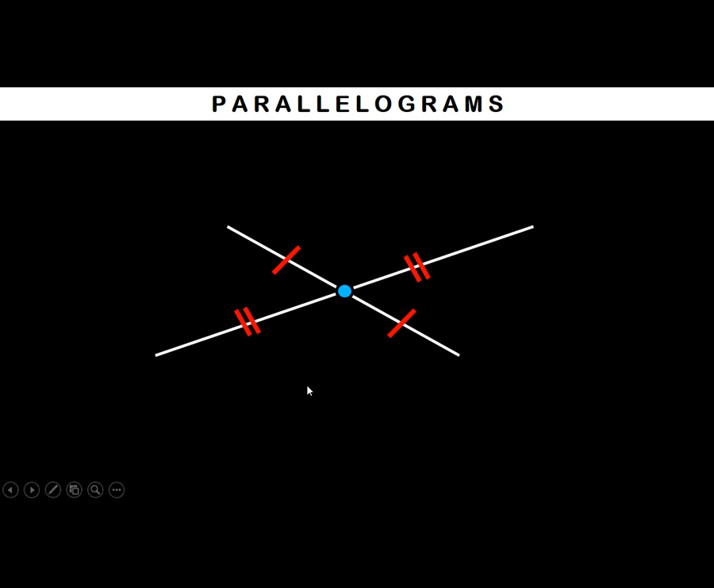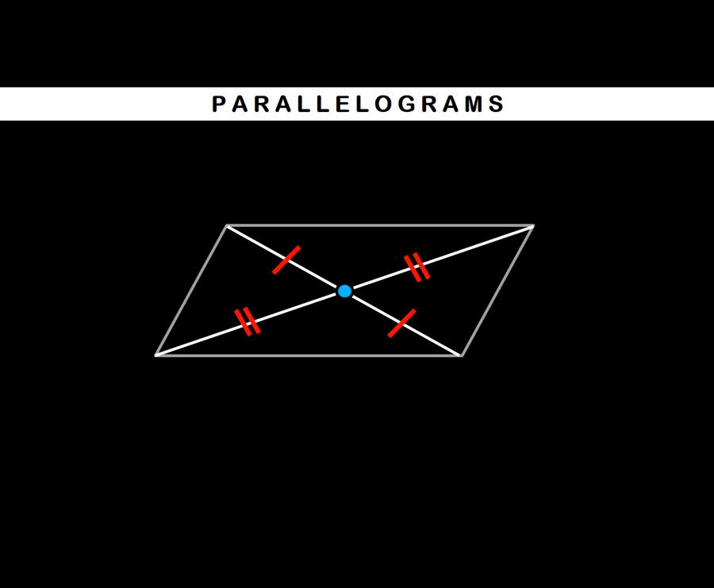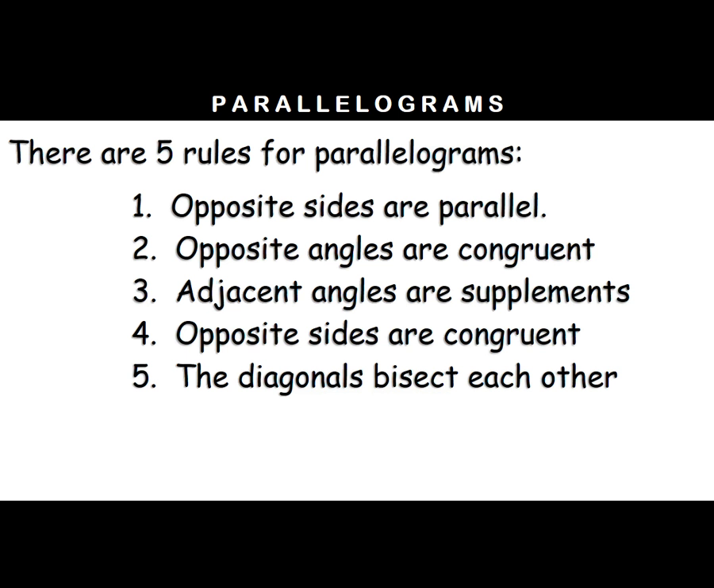Then when you connect the endpoints of these segments, we end up creating a parallelogram. But these diagonals are cutting each other in half. They are not the same length. That'll happen in a rectangle. But they do cut each other in half. All right. So those are our 5 rules for parallelograms.